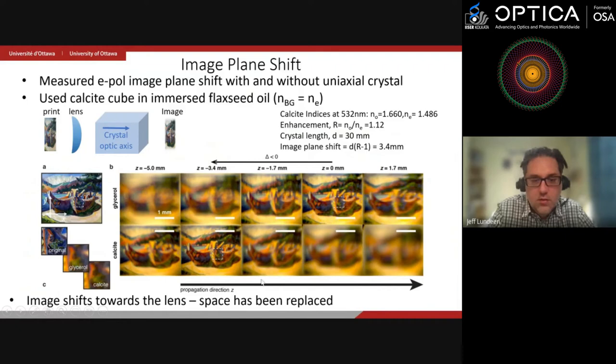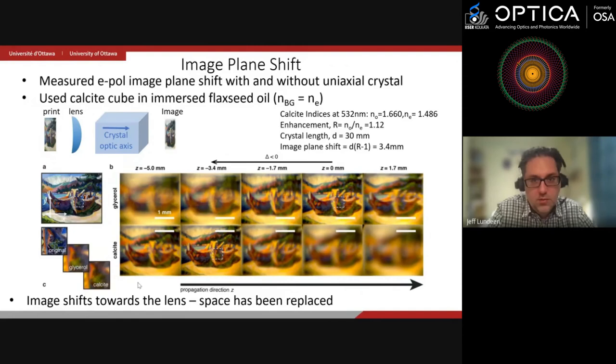We also looked at the resolution. So this is the original image, and then we looked at it with and without the space plate. It was blurry just because our imaging system doesn't have a large numerical aperture, but it was equally blurry in both cases. So it didn't look like the space plate we had introduced was adding any aberrations.